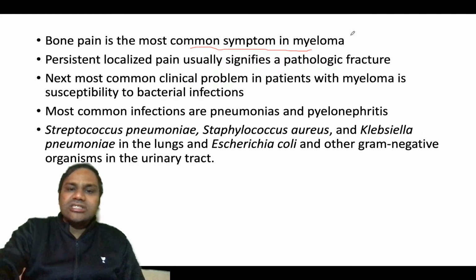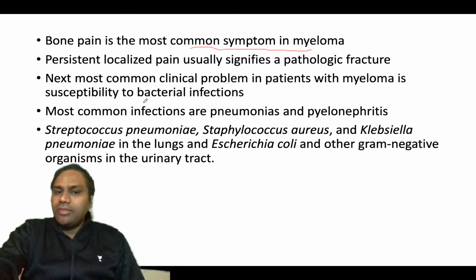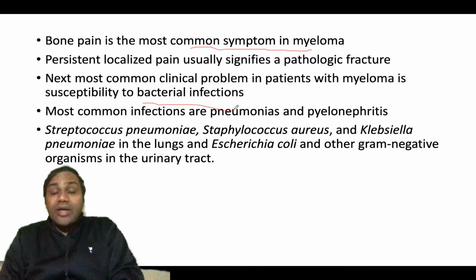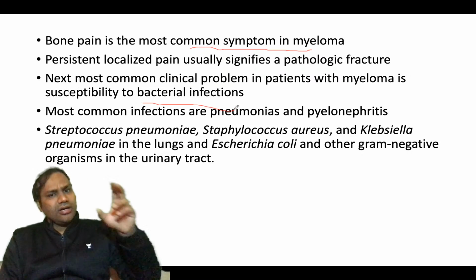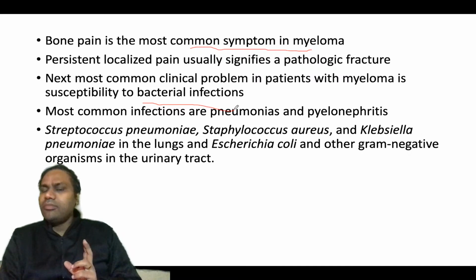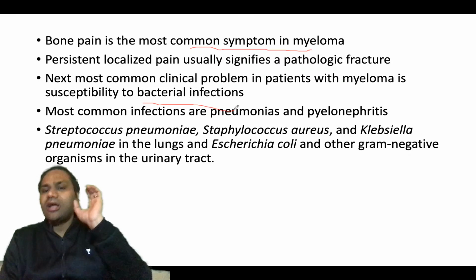Then the next common clinical problem in multiple myeloma is bacterial infection. Why bacterial infection? It's so easy to explain. See, gamma proteins, or the gamma region.